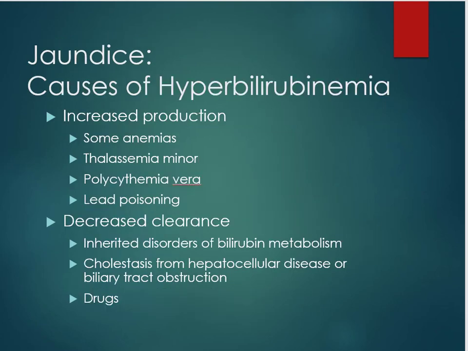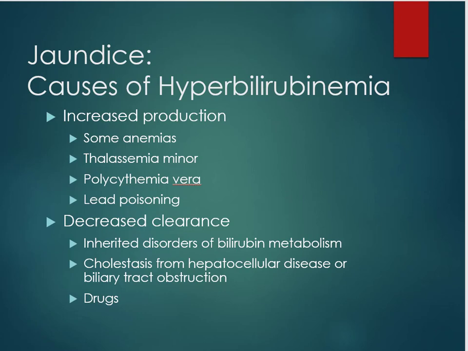So some causes of hyperbilirubinemia is increased production, seen in some anemias such as thalassemia minor and polycythemia vera. You may notice this in lead poisoning, and also a decreased clearance, which you will see in inherited disorders of the bilirubin, cholestasis from hepatocellular disease, or biliary tract obstruction, and use of certain drugs.